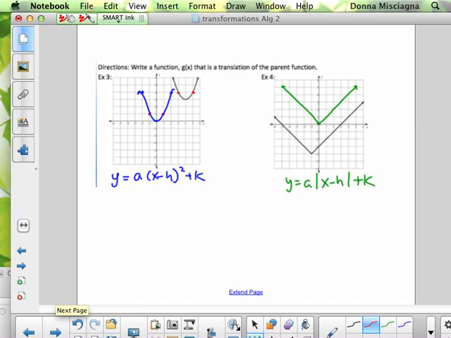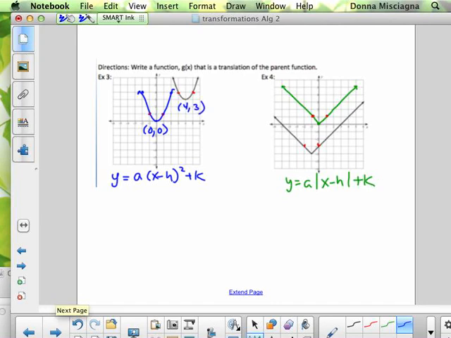Same thing over here. If I go 1 to the right and up, 1 to the left and up, notice I've got the exact same size function. So a here is 1 for both. So we only have to worry about h and k. Let's take a look. The parent graph has a vertex at 0, 0. The graph that we want to write the equation of has a vertex at 4, 3.